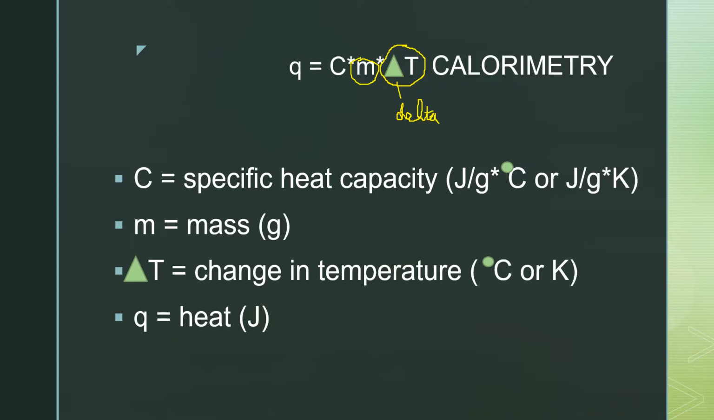Now this can be in Celsius or kelvins. It doesn't matter because it's just a change in temperature. So like 32 degrees Celsius lowered to 30 degrees Celsius is going to be 2 degrees. 298 kelvins lowered to 296 kelvins is going to be 2 degrees. It's the exact same thing. So it doesn't matter if it's in Celsius or kelvins. And then the Q in the calorimetry formula is going to stand for the heat in joules that's required to raise the temperature 1 degree of 1 gram of that substance.